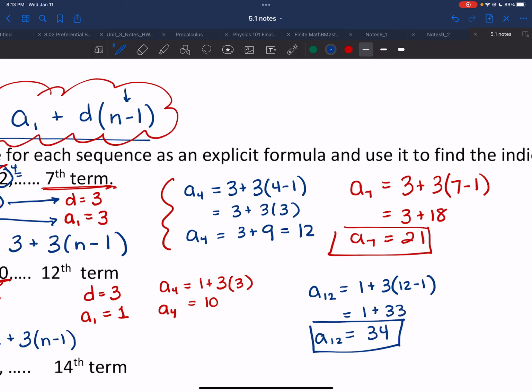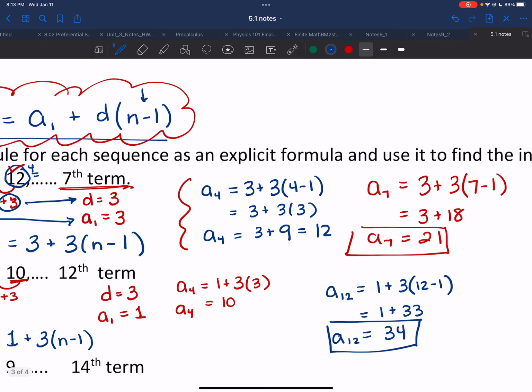So I don't need to know a_11 and a_10 and a_9 and a_8 and a_7 in order to be able to get this number. So this is a nice quick shortcut way of accessing all of these pieces.